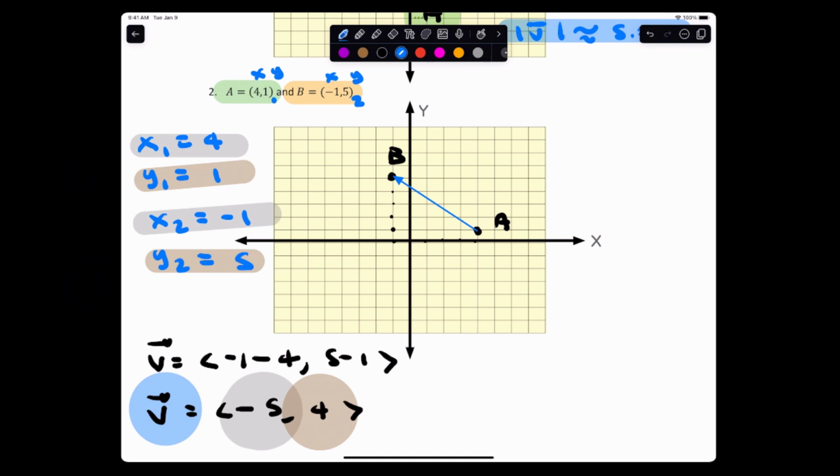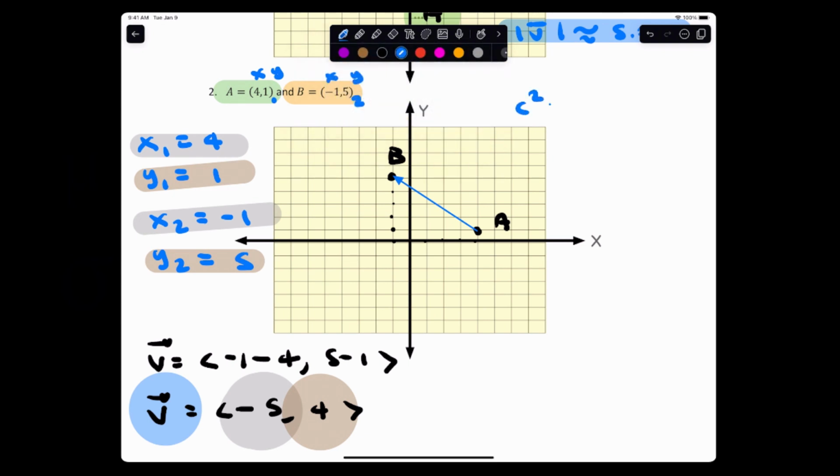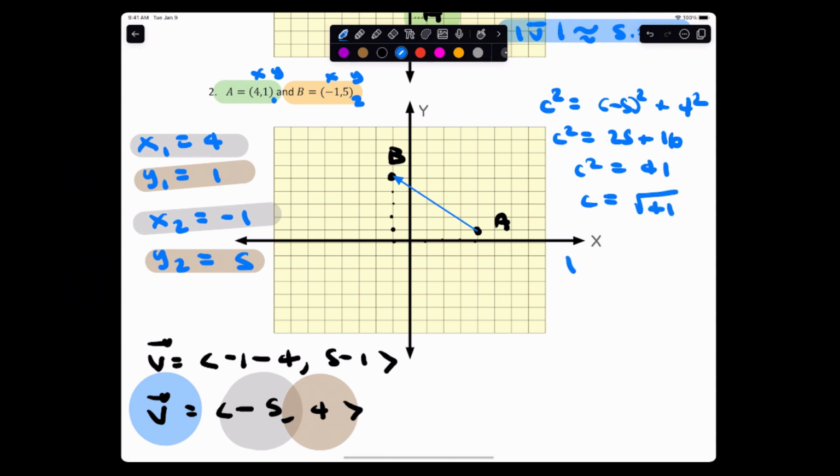Now, how are we going to get the magnitude? You guys remember? C squared equals what? Well, let's do C. Pythagorean theorem. C squared is -5 squared plus 4 squared. That's going to be what? 25 plus 16. C squared would be 41. We're going to take the positive value for C. The length of this vector is the square root of 41.